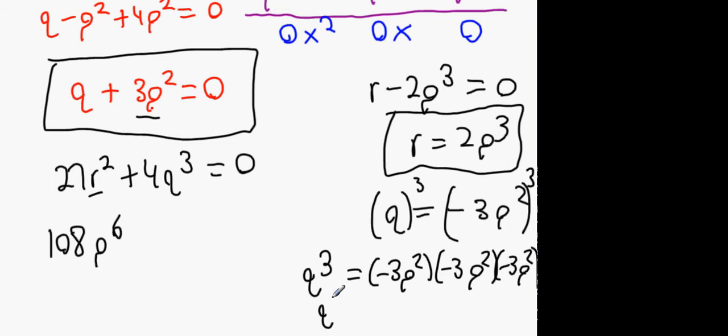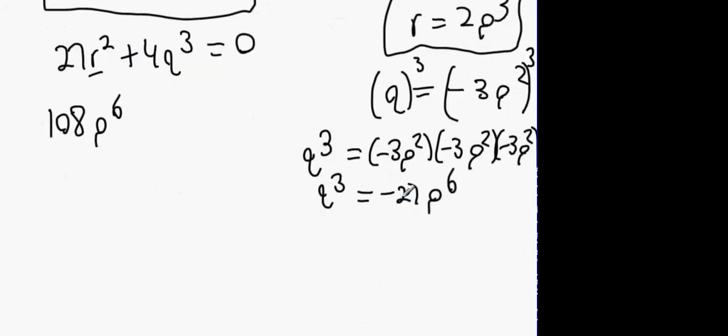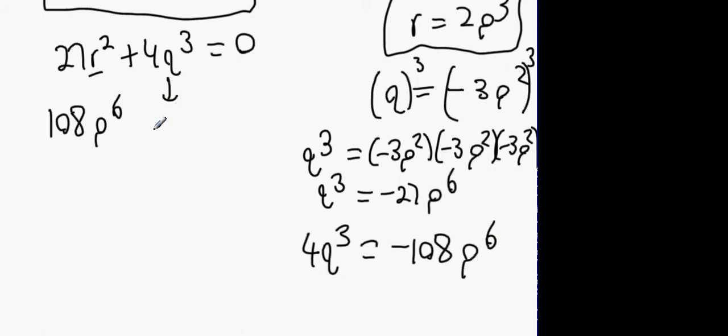Quick way of doing that would be to cube the minus 3. When you cube minus 3 you get minus 27. Same as last time, p squared cubed is p6. Now I know that q cubed is minus 27p6. I need 4q cubed, which is going to be 4 multiplied by that, which is going to get me minus 108p6. Replace my 4q cubed with minus 108p6. And what I figure out is that they actually both cancel each other and I get 0 equals 0.